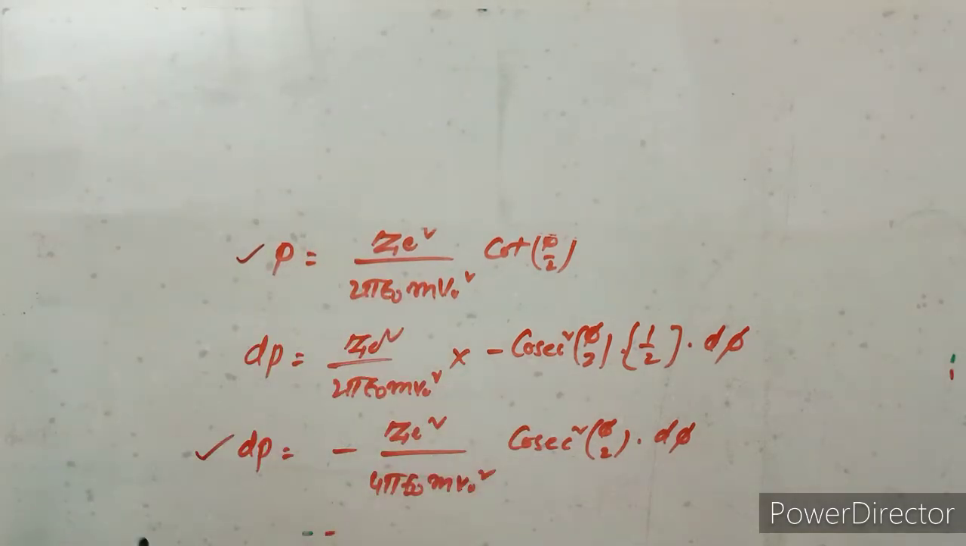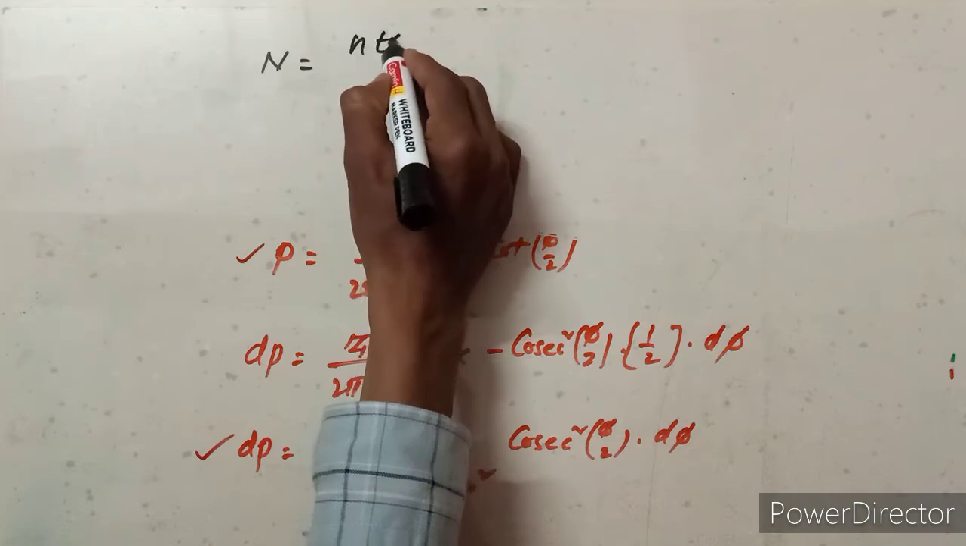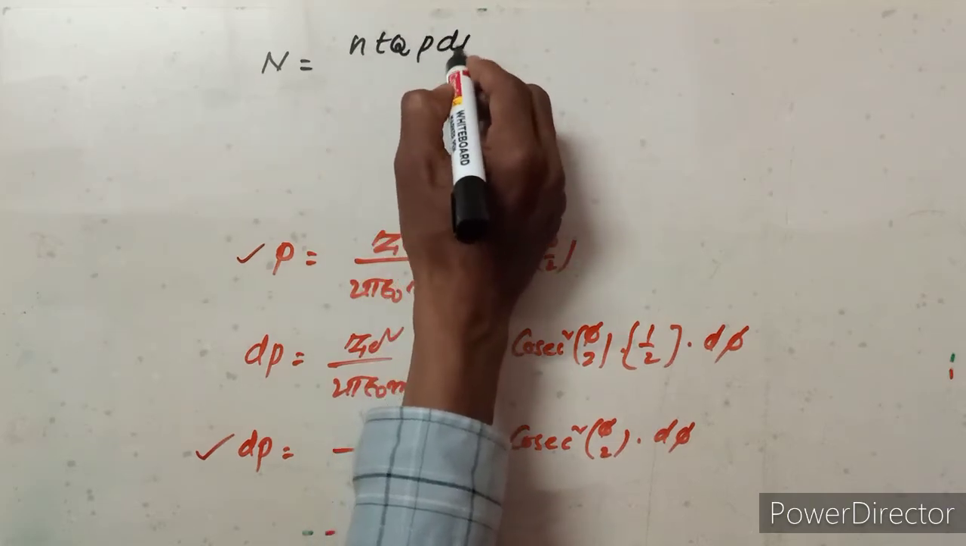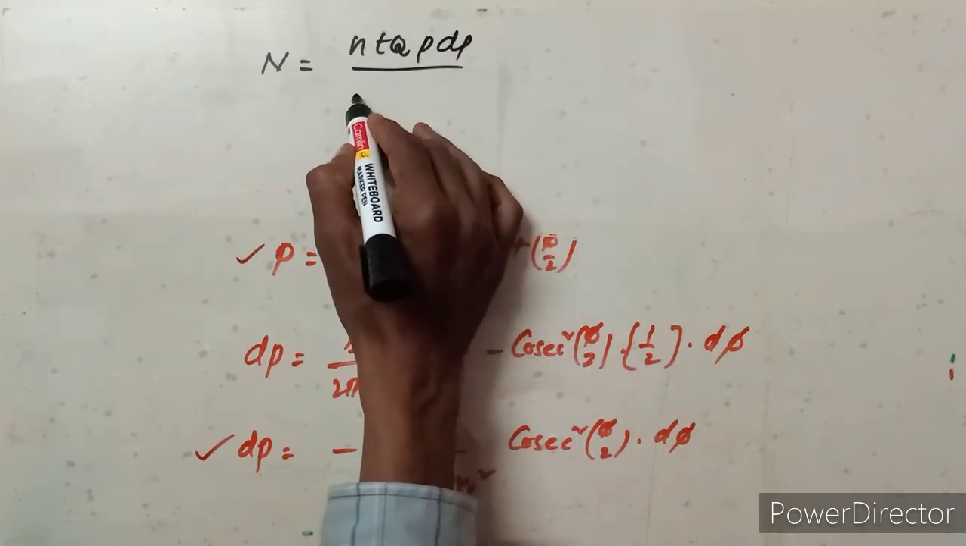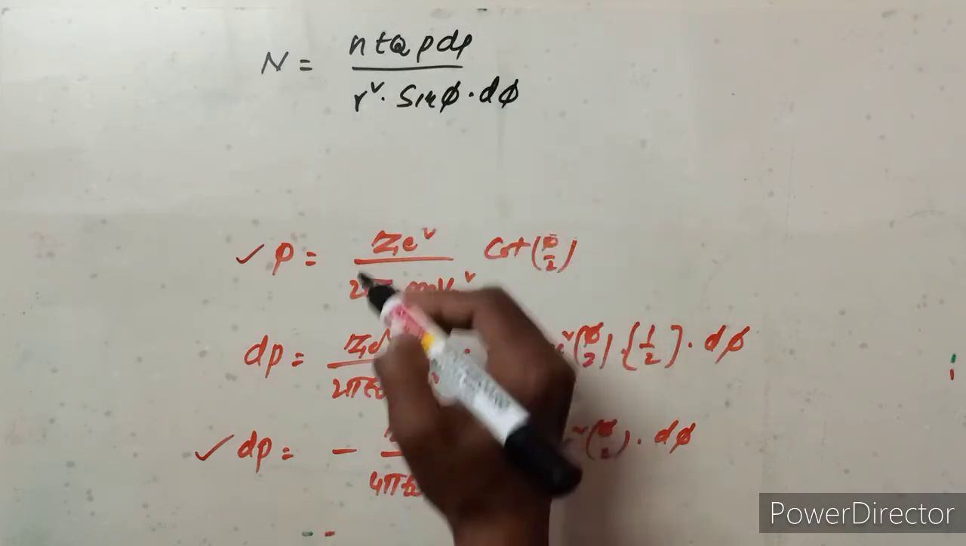What is the scattering formula? Scattering formula: N equals N·t·q·p·dp upon r square sin phi d phi.